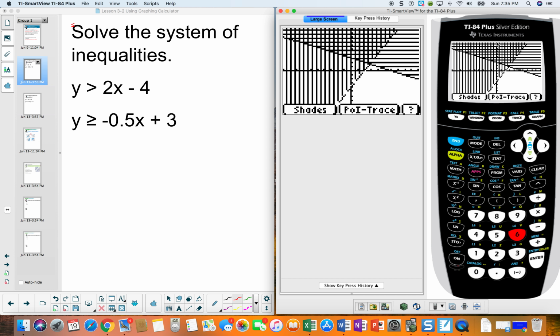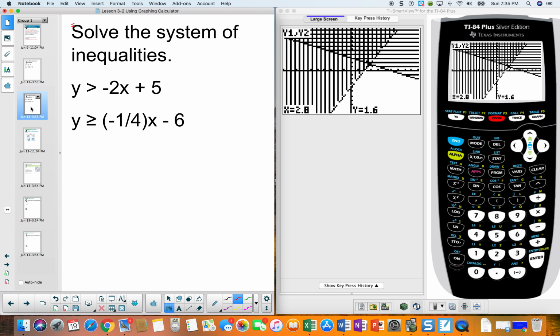So this is the solution. If you need to find what this point is where they cross, you can press this point trace, which is alpha, and then you press the middle button, zoom, and it'll give you this point of intersection.